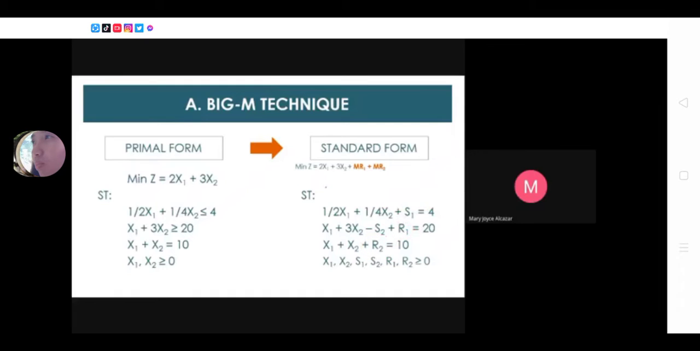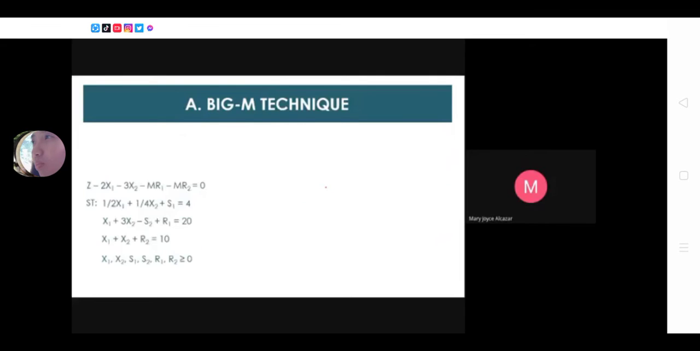We have to transfer all the terms to the left side, so those terms become negative. So the final standard form for the objective function now becomes Z - 2x1 - 3x2 - MR1 - MR2 = 0. Then after successfully converting all those equations into their standard forms, we will now go to the iterations.